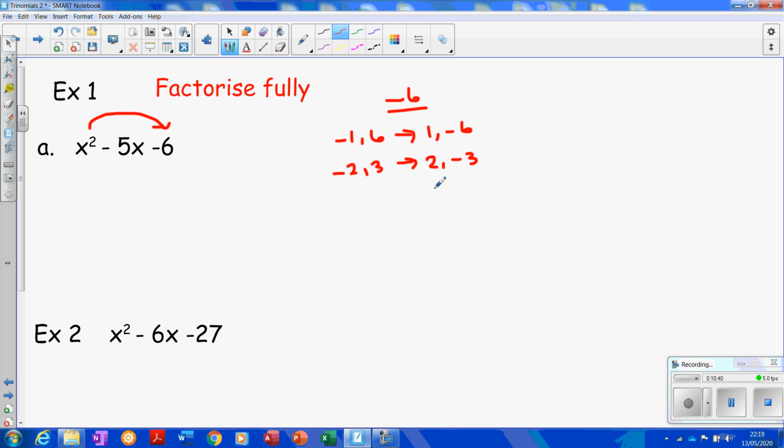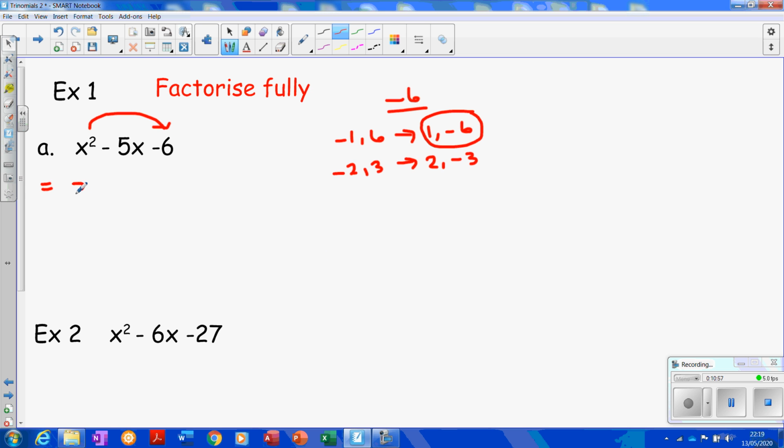So a wee bit different from the ones we've done. If it's negative, one factor's negative, one factor's positive. Okay, so we're looking for -5, and the pair that gives me -5 is +1 and -6. So everything else is the same after that.